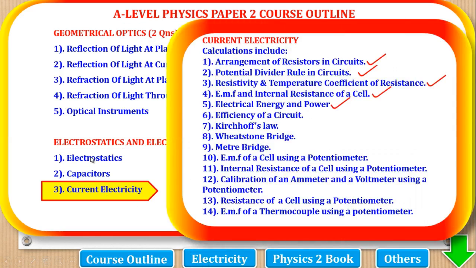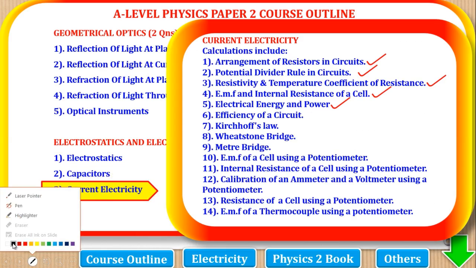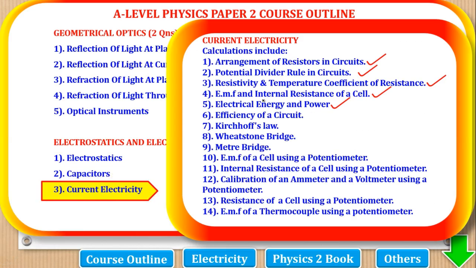So we already covered electrostatics and capacitors. Now we are on current electricity. And like I told you on this YouTube channel, we are interested in the calculations under these topics. We already covered part 1, part 2, part 3, part 4, and now we are going to part 5, which is electrical energy and power.